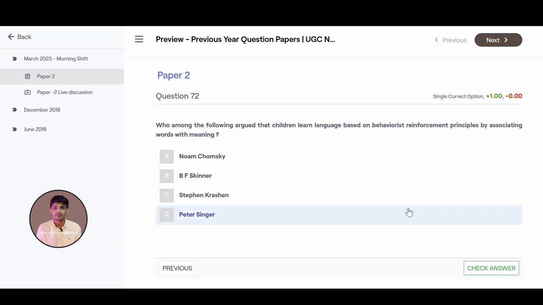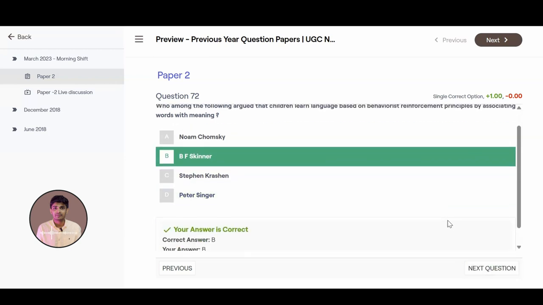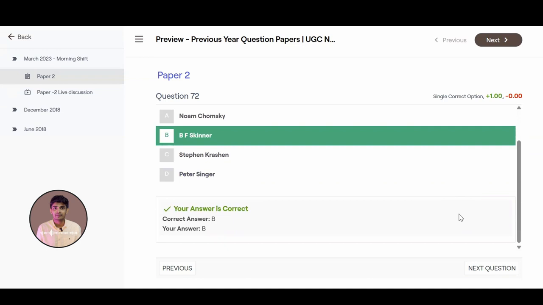Next, who among the following argued that children learn language based on behaviorist reinforcement principles by associating words with meaning? Behaviorism is usually discussed in the English language teaching topic, ELT. Who is associated with behaviorism, reinforcement, etc.? B.F. Skinner is an easy guess here, actually. Who is Peter Singer, by the way? Peter Singer wrote a book titled Animal Liberation. I once took a class on animal studies and I remember discussing Peter Singer. Here the answer is B.F. Skinner.